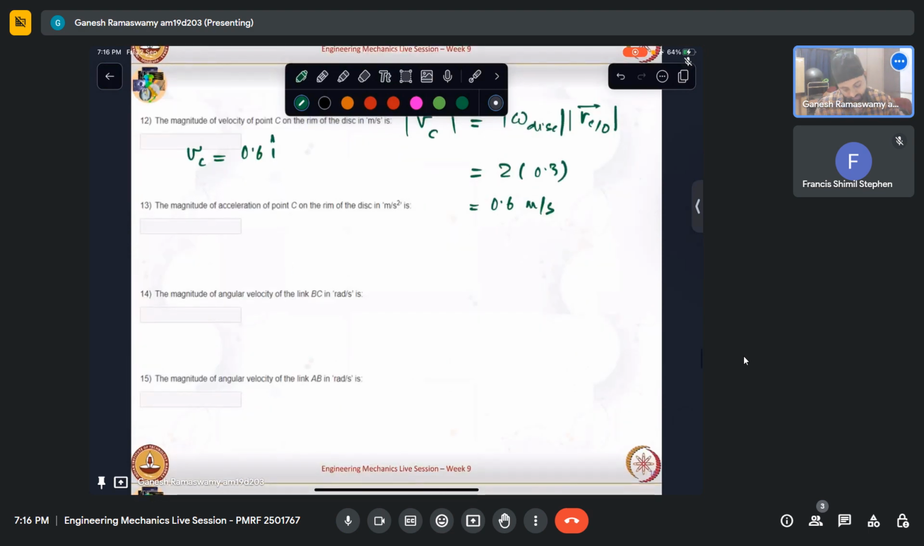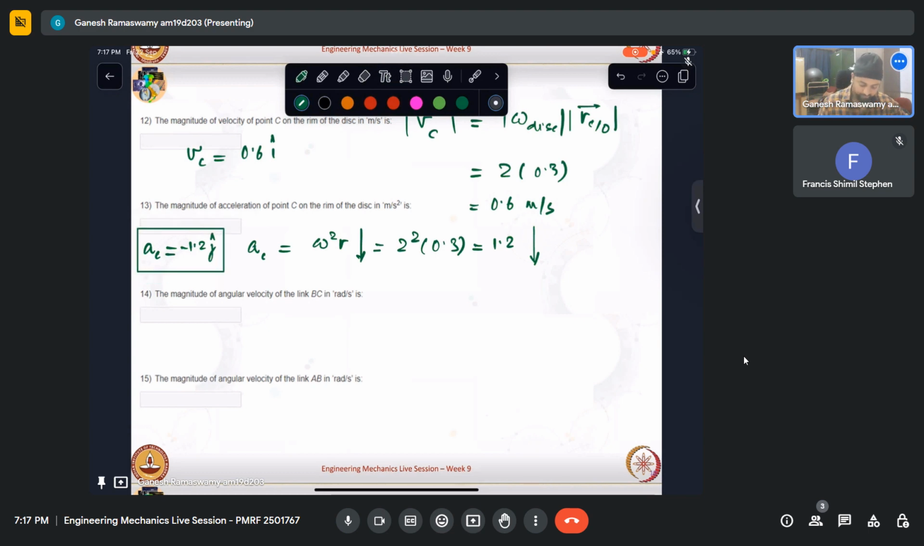So far, so good. The acceleration. Now we have been given that alpha is 0. So the acceleration can only be centripetal. So acceleration of C is nothing but omega squared r in this direction plus alpha cross r. Since alpha is 0, I don't even need to mention it. So this is nothing but 2 squared into 0.3, and this is 1.2 pointing in this direction. So acceleration of C in the vector form is minus 1.2 j cap.